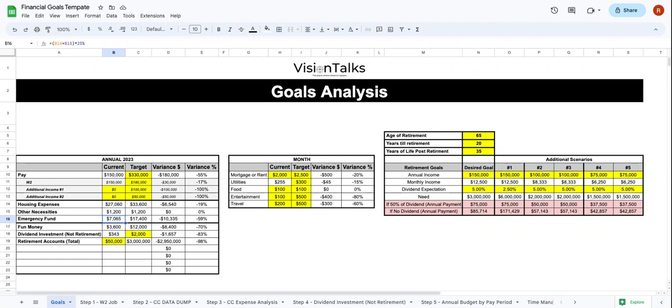Now, in the target, it's saying 50. So this is a 6 month emergency fund if you move over to this target cell. So that's how that works. Fund money, just really saying, okay, this is taking your entertainment and your travel together and flowing that out for 12 months.